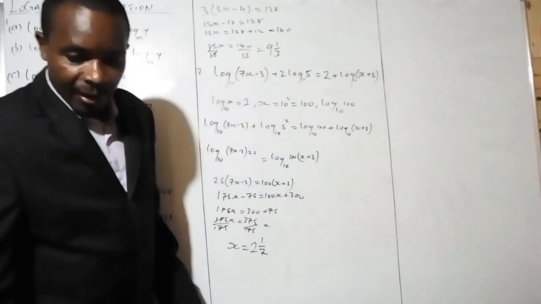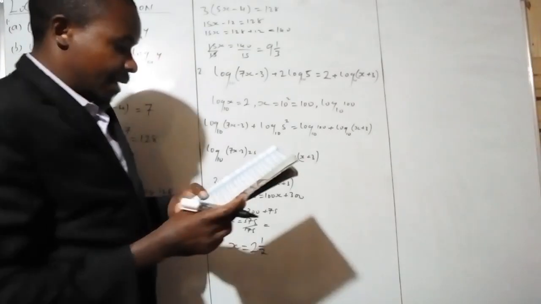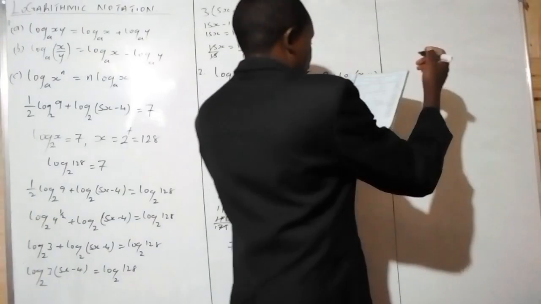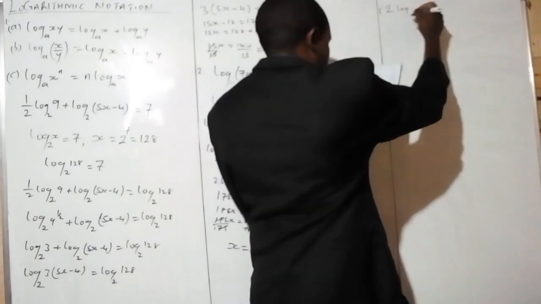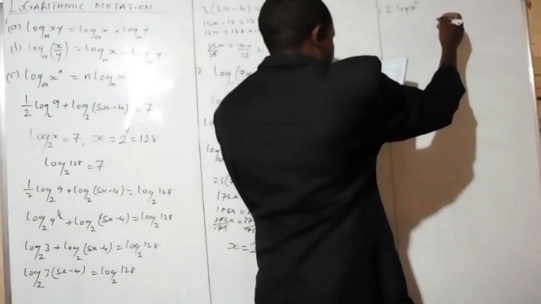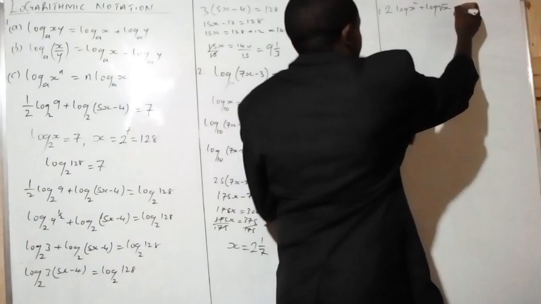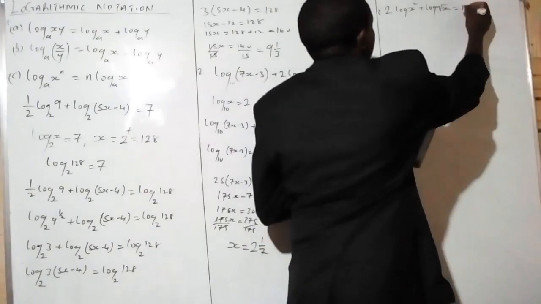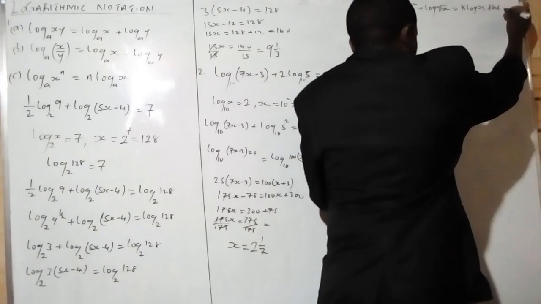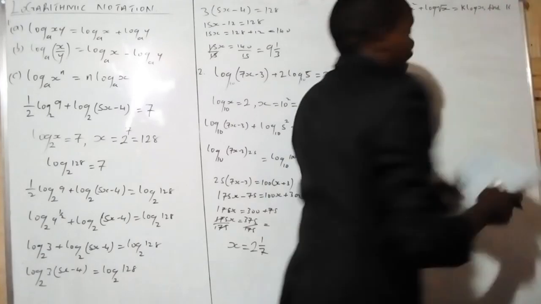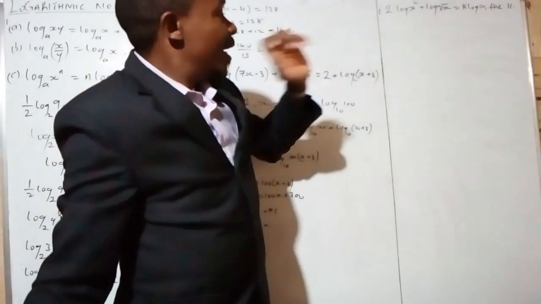The next question, question number 3, you have been given that 2 log x squared plus log square root of x is equal to k log x. Find the value of k. Yeah, find the value of k.